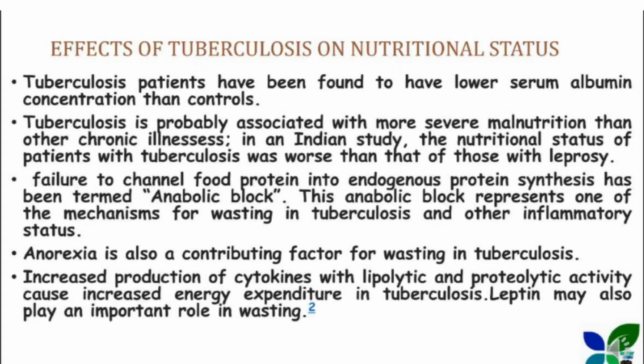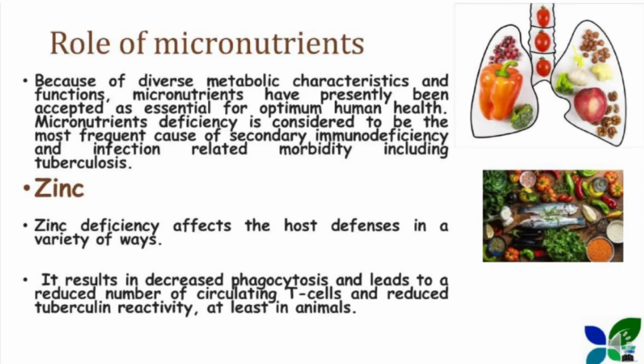Increased production of cytokines with lipolytic and proteolytic activity causes increased energy expenditure in tuberculosis. Leptin may also play an important role in wasting. Role of micronutrients. Because of diverse metabolic characteristics and functions, micronutrients have presently been accepted as essential for optimum human health. Micronutrient deficiency is considered to be the most frequent cause of secondary immunodeficiency and infection-related morbidity, including tuberculosis.